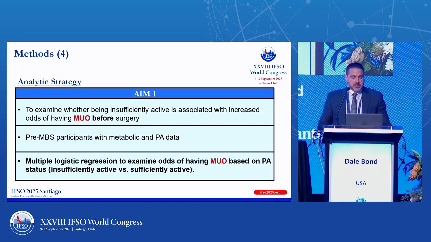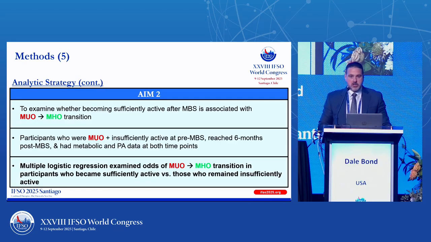In terms of our analytic strategy for aim number 1, we used multiple logistic regression to examine the odds of having MUO based on physical activity status. Similarly, for aim 2, we also used multiple logistic regression to examine the odds of the transition in participants who became sufficiently active, so went from insufficiently to sufficiently active, versus those who remained insufficiently active.